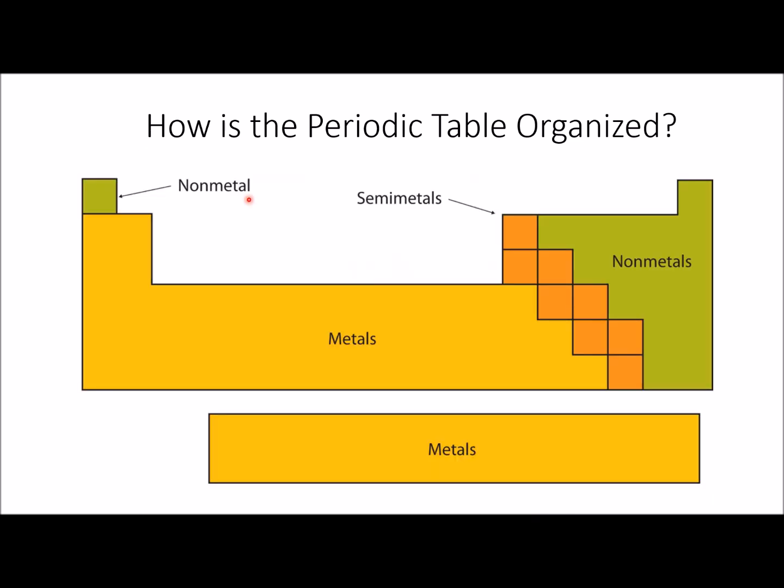Okay, in a more general way, the periodic table is organized by a nonmetal up here, which happens to be hydrogen. And this section are metals. This color is semimetals, or they have metal, nonmetal properties, and these are nonmetals. And that's including gases.